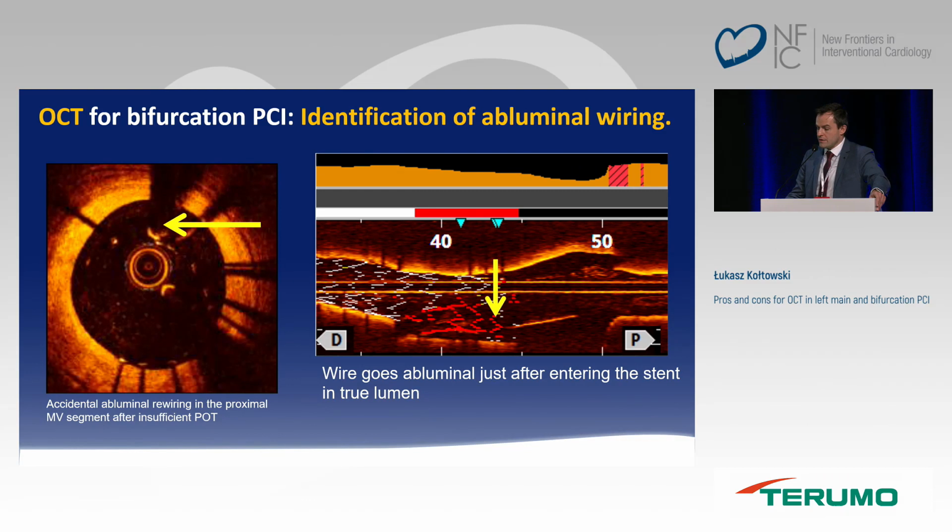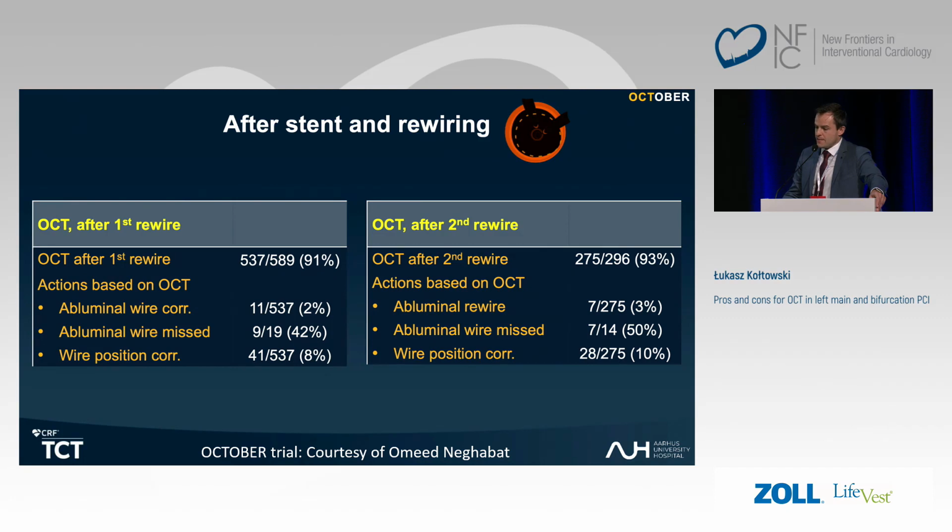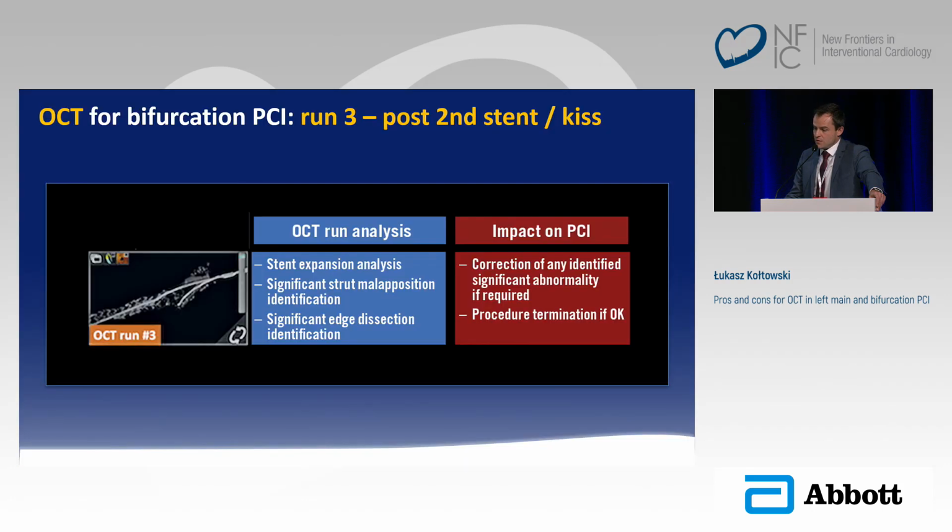As you see here, a wire going under the struts, especially in the proximal part of the stent, will completely ruin our intervention. When we do the 3D reconstruction of bifurcation, we can nicely see the ostium of the side branch and wire position, whether this is distal or proximal strut that we have crossed through. From the OCTOBER trial, what we've learned is that about 50% of cases have wrong wire position, and that should be corrected, and OCT nicely shows us where the wire goes.